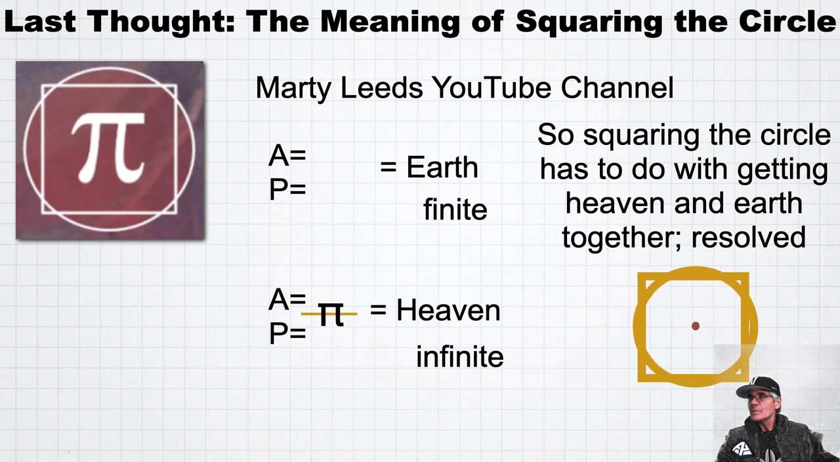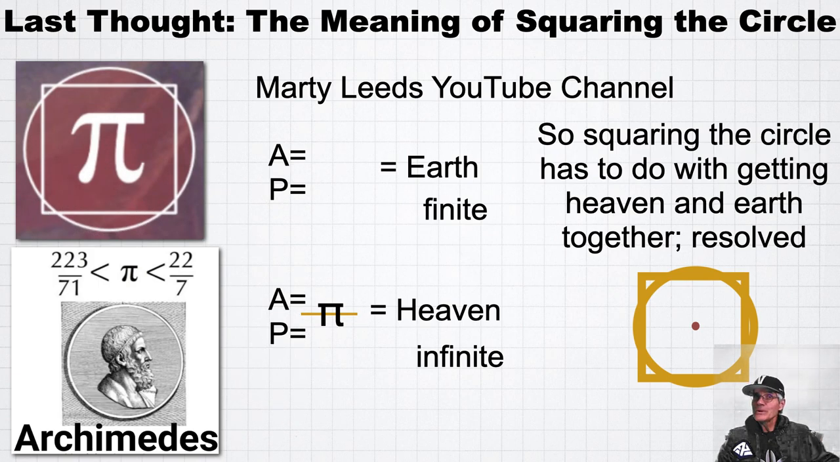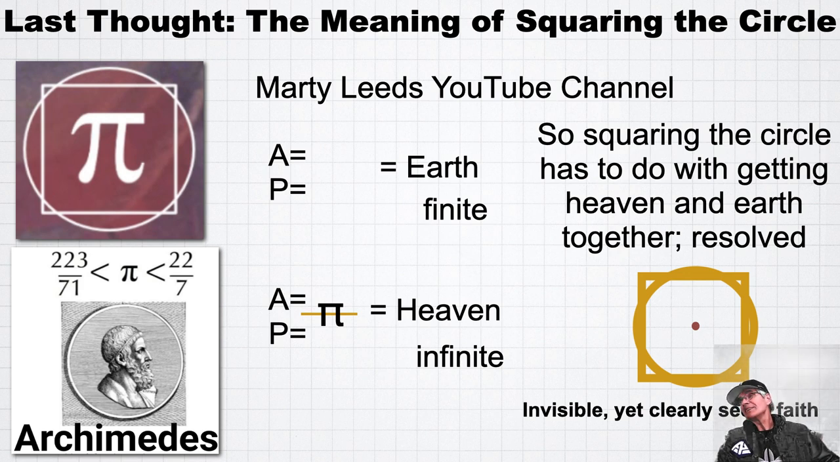So we've seen that the Great Pyramid finds practical ways to square the circle, because when we use the Archimedes pi, the 22/7, the practical value, we do it. So bottom line: heaven, God, ultimately invisible, yet clearly seen, connected through faith, squaring the circle.